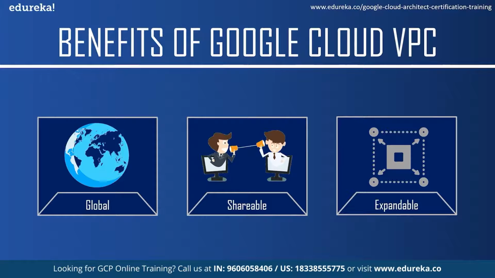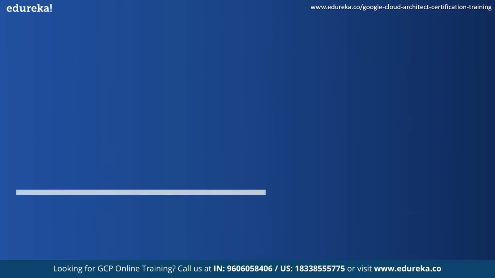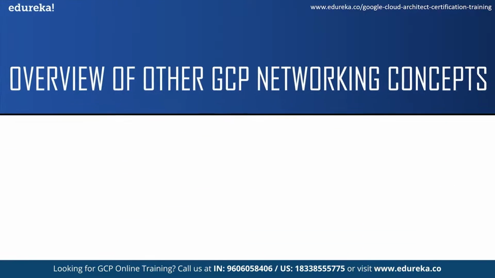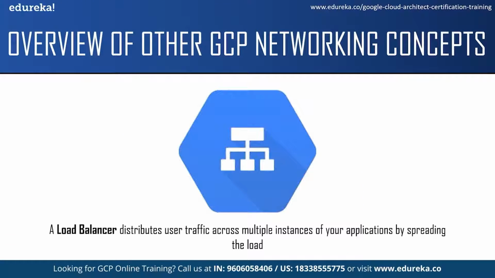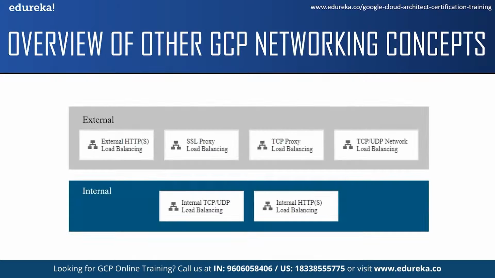Now I guess you have some idea about VPC. Now let us move on to the next topic and see what is Google Cloud Load Balancer. Basically, a load balancer distributes user traffic across multiple instances of your application. By spreading the load, load balancing reduces the risk that your application experiences performance issues. Google Cloud offers 6 types of load balancer, which are external HTTPS load balancing, SSL and TCP proxy load balancing, external TCP/UDP network load balancing, internal HTTPS load balancing, and internal TCP/UDP network load balancing.